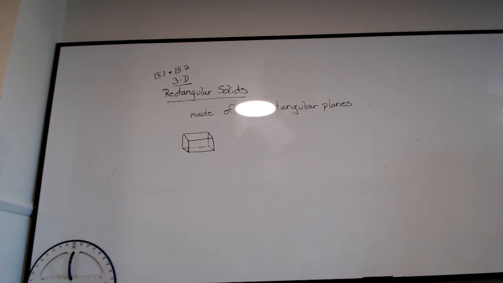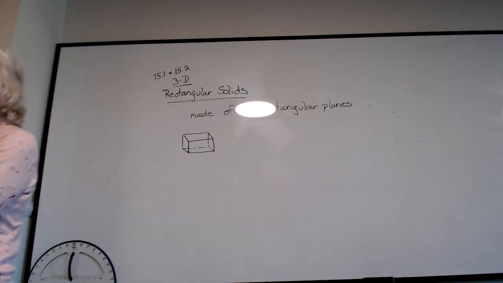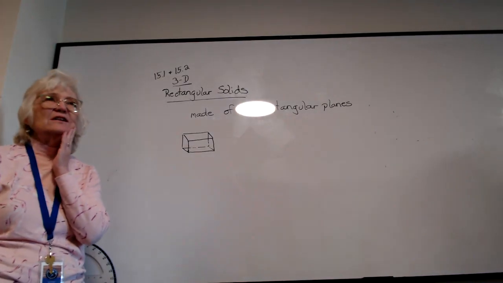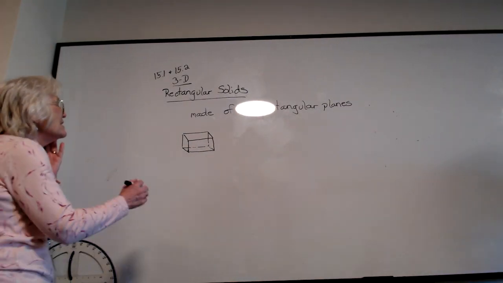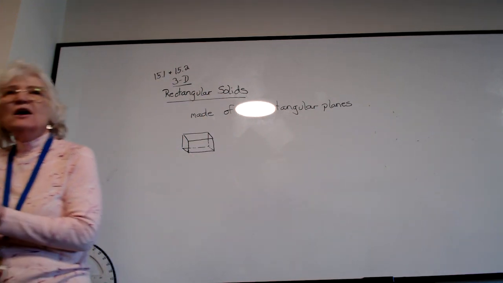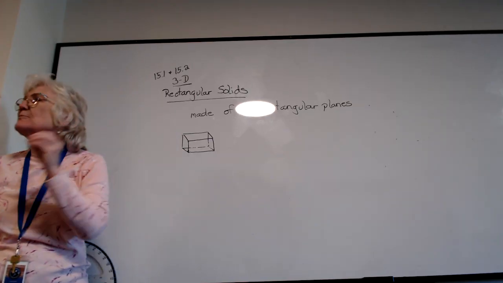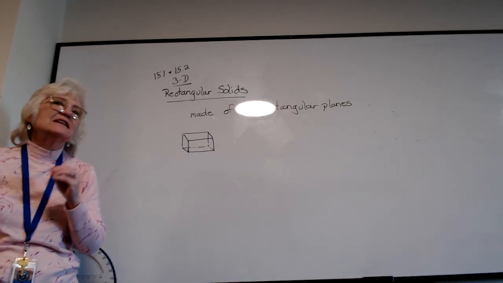Rectangular solid. Okay, so some words that go along with pretty much any polygonal solid. So solids can be made up of any type of polygon. We're talking specifically right now just about the ones that are made up of rectangles, so that's why they're called rectangular.